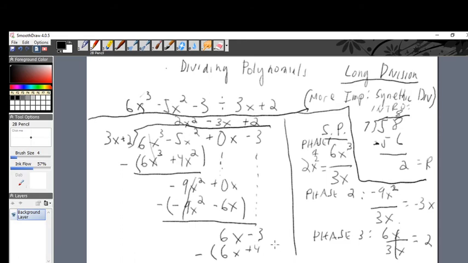Subtract, and these are gone, 6x and minus 6x. The minus turns this into a minus 4. What do I get? A negative 7. There's nothing else to bring down. So here's the answer.